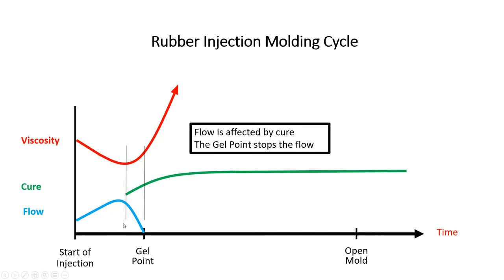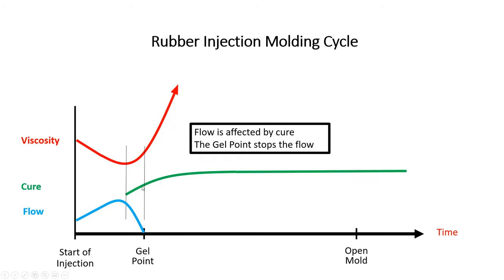So flow is affected by cure, and gel point stops the flow. We see the viscosity go down, the flow goes up, and then that cure starts to take over. And at some point, we reach the gel point. The gel point is really defined as the point where we have a cross-link network that is tied together. Each individual polymer, or at least most of them, are tied together in such a way that it's a resin now and will no longer flow. It's still elastic, but it will no longer flow.